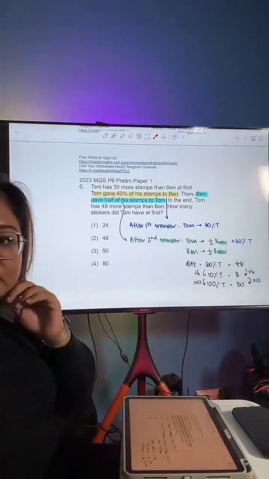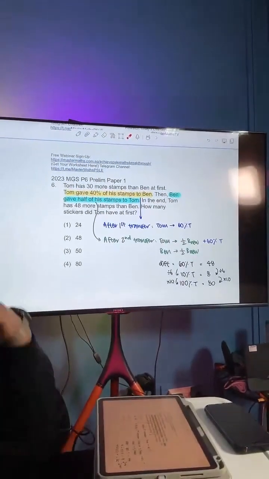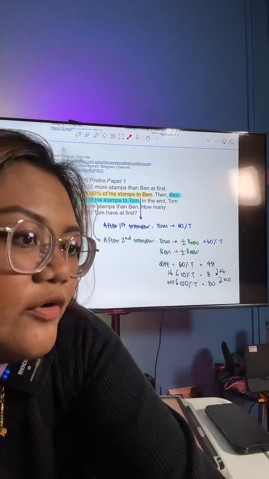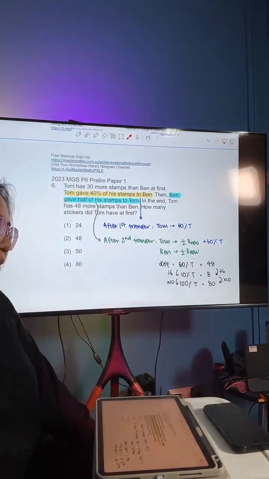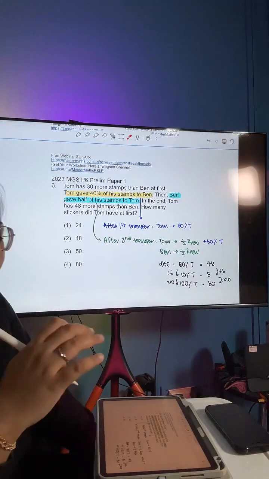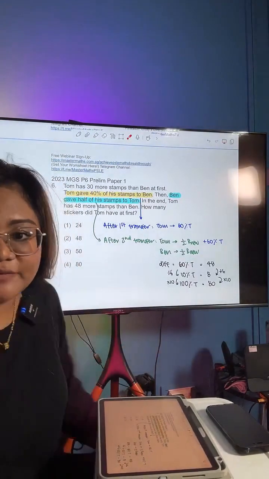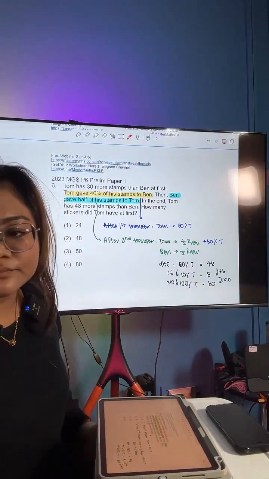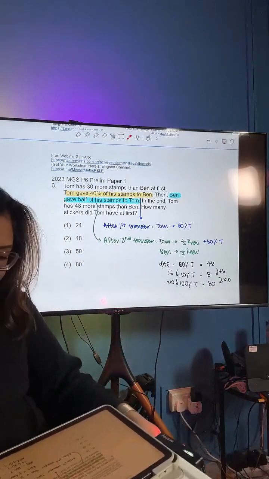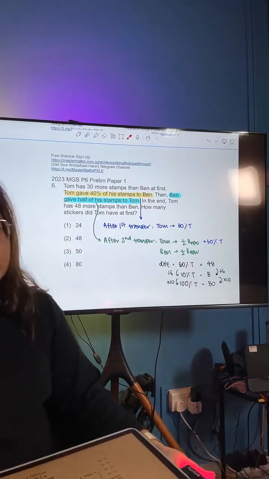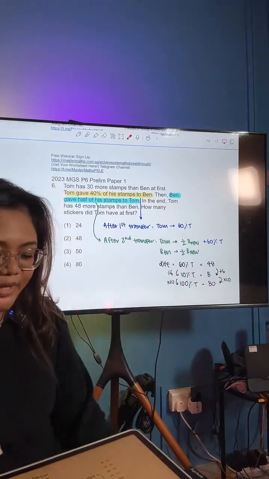Okay, you should be able to see the screen fairly well. There we go. Okay, so for question number 6 here, Tom has 30 more stems than Ben at first. If you were to do a before change after table, there is going to be a lot of equations that you need to write down. So without doing the before change after table, I'm going through the simplest way right now.